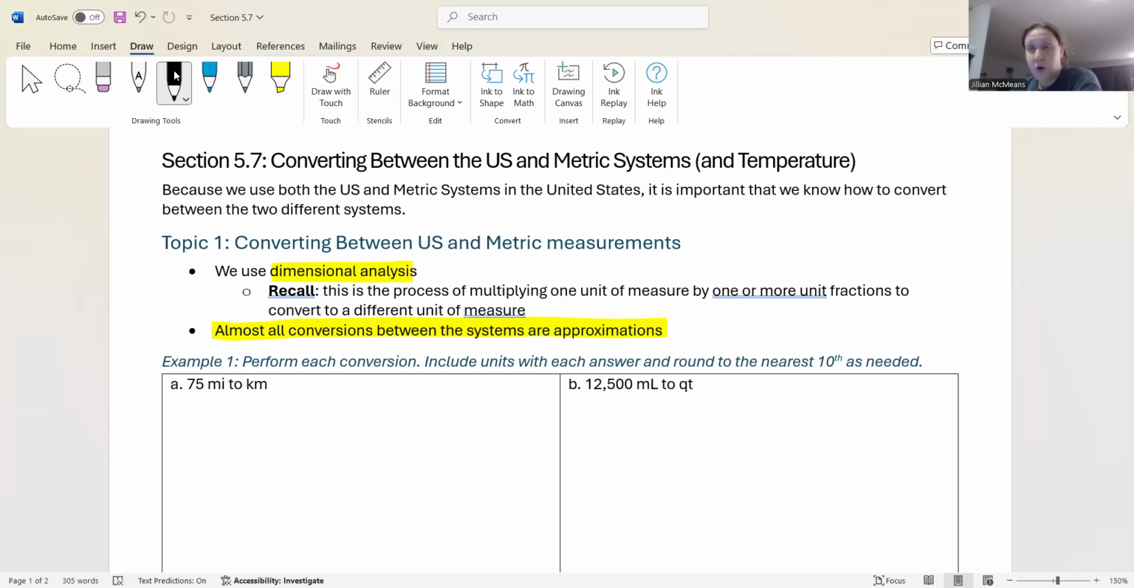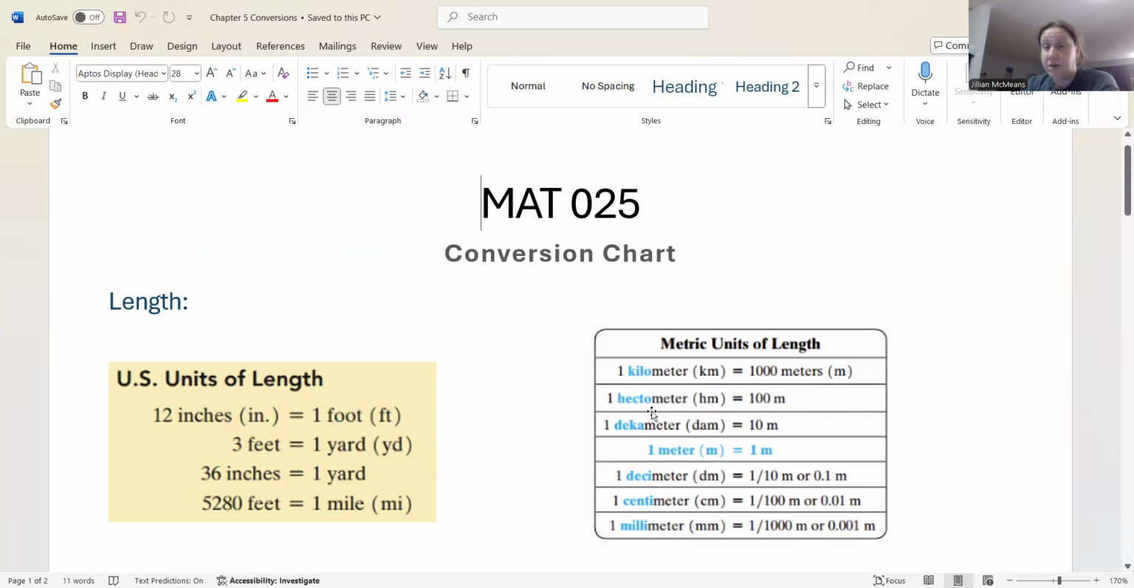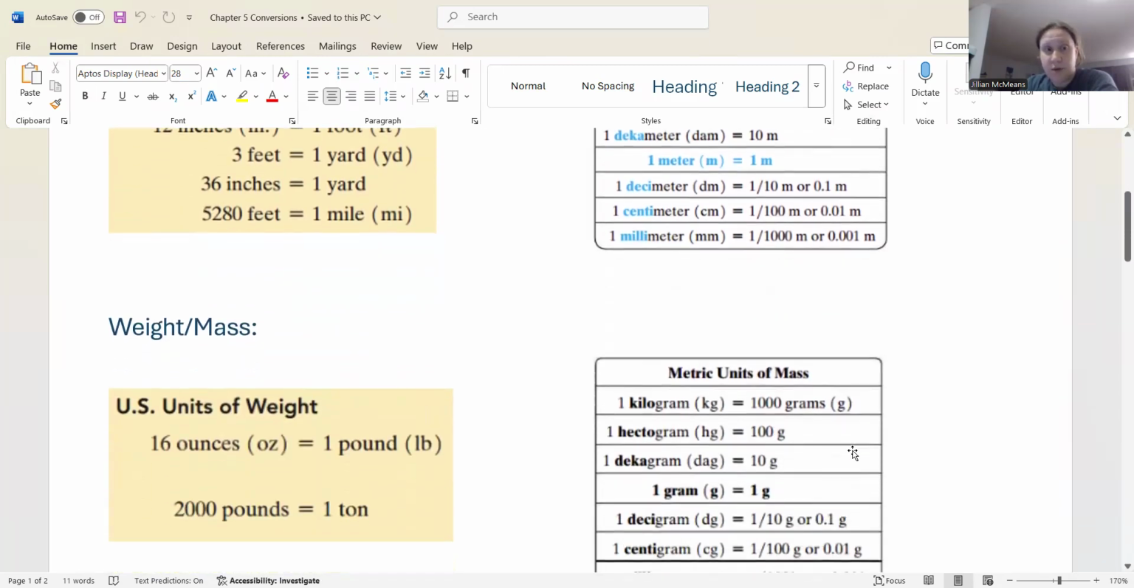Example 1 says perform each conversion, include units with each answer, and it does say here round to the nearest tenth as needed. So if we do need to round, we want one decimal place. For part A, it says convert 75 miles to kilometers. So let's go to a conversion sheet that I have handy, and we're going to find some conversion that relates miles and kilometers, okay? There it is. So miles are definitely length, kilometer is definitely length. So we need to find some metric to US conversion that takes us from miles to kilometers, okay?